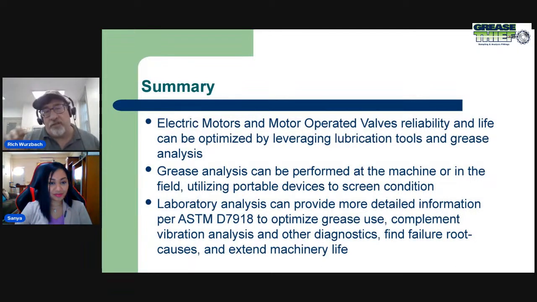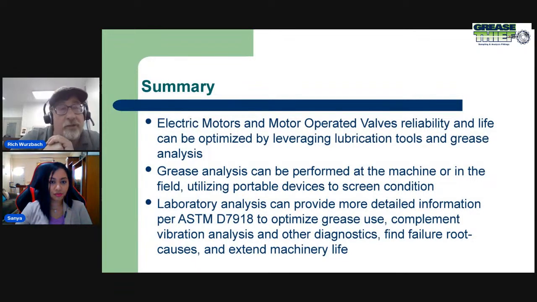But let's summarize this. Electric motors, motor operated valves, the reliability and the life of these critical components can be optimized by leveraging the lubrication tools and using the grease analysis. The grease analysis can be performed either at the machine with the mini lab, or in the field using portable devices to screen that condition. And once we see that, then we can go to the laboratory analysis to get that more detailed understanding of what's happening, especially when we want to optimize grease replenishment.